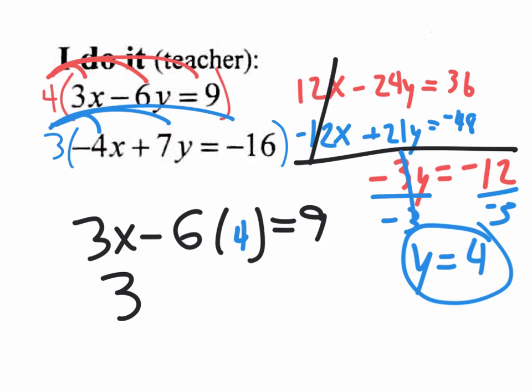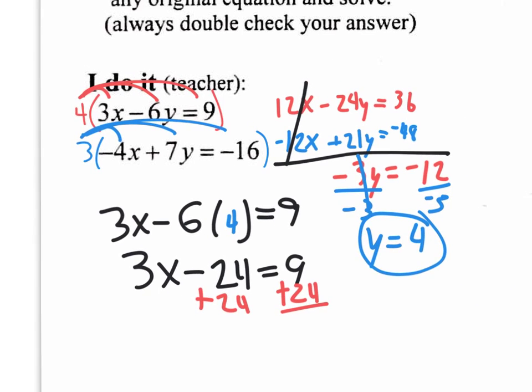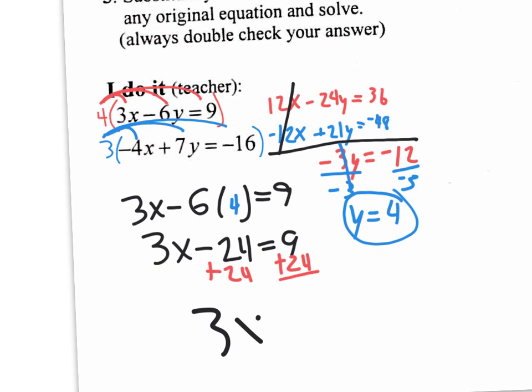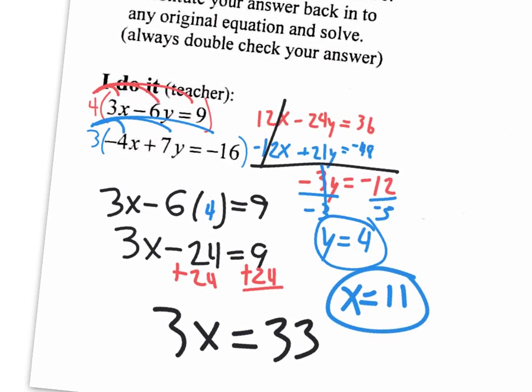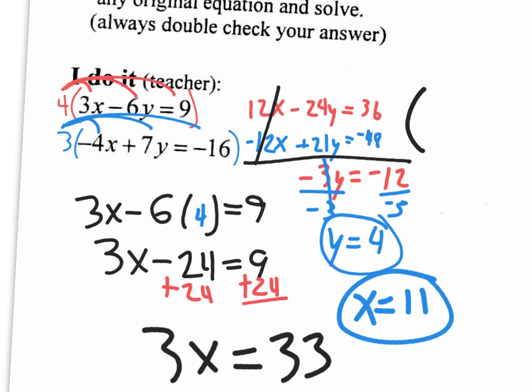And now let's work this out. We got 3x minus 24 equals 9. And of course, let's solve: plus 24, plus 24. We're going to end up with 3x equals 33. And that means that x equals what? x equals 11. Ladies and gentlemen, we have found the answer to the system: y equals 4, x equals 11. If you want to write it as an ordered pair, (11, 4). If you were to graph these equations on an xy plane, they would intersect at the coordinate (11, 4).